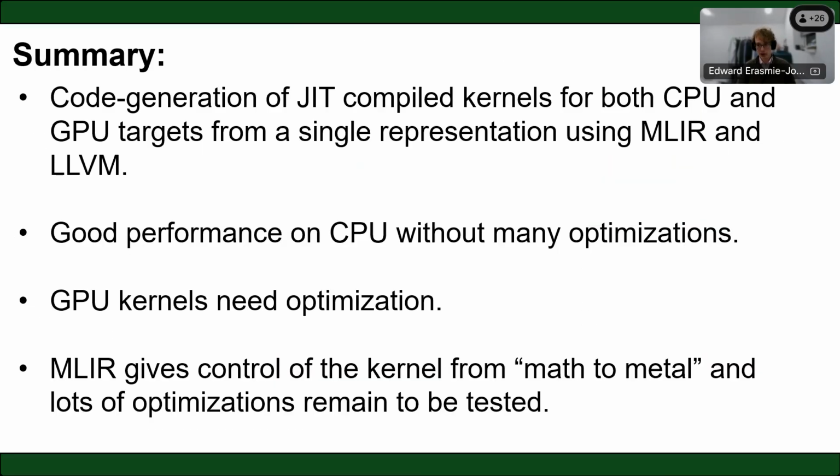So for a summary of what we've shown here, we facilitate the code generation of just-in-time compiled kernels for both CPU and GPU targets from a single representation using MLIR and LLVM. We see good performance on CPU without many optimizations, but we can optimize to get even better. The GPU kernels need some optimization, but I want to emphasize again that the MLIR framework gives us complete control of the kernel from math to metal, if you will, and lots of optimizations remain to be tested. Theoretically, you could do whatever you want with the IR to optimize it at any abstraction level as you lower towards LLVM before compilation.